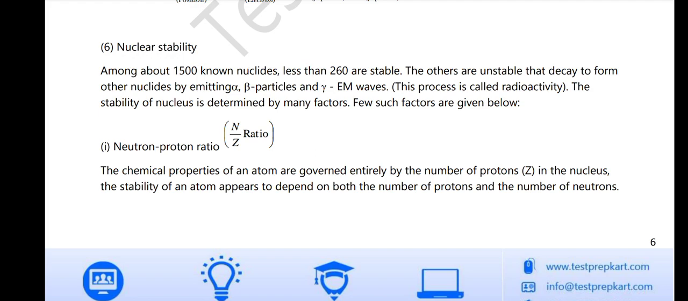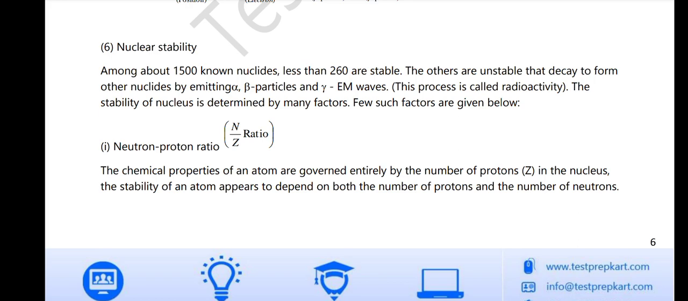Next is nuclear stability. Among about 1500 known nuclides, fewer than 260 nuclides are stable. The other nuclides, about 1240, are unstable, which means they decay to form other nuclei.